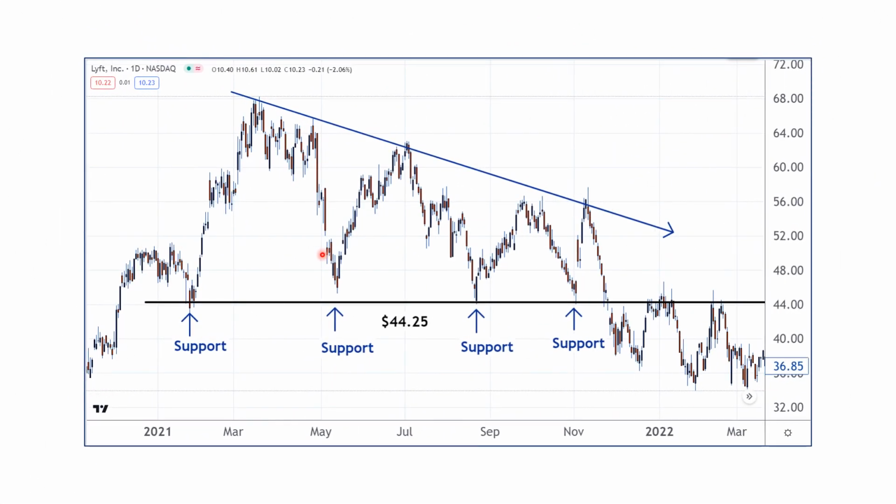Now, as you can imagine or suppose, the opposite is true with a descending triangle. So this is the same stock. This is from 2021, but I figured it would just make sense. What do we have here? We have a clearly defined support level, right? Around 44.25. The buyers are content with waiting for sellers to come to them.